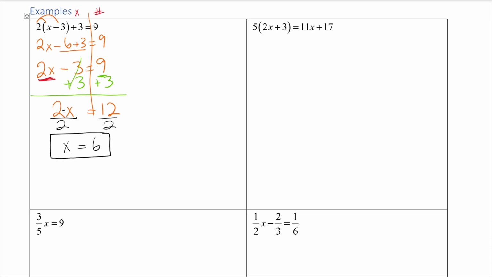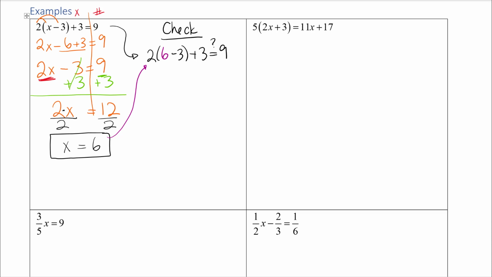That is my answer. Now I told you the last step is to check. I'm going to show you how to check, although it's optional. I'm not requiring you to do this, but I want you to know at least how to do it. What I do is I take the entire typeset problem, 2 times x minus 3 plus 3 is supposedly equal to 9, and I'm going to substitute in what I think x is. I think x is 6. I just solved, and I think that's what my answer is. I'm checking to make sure it works, so anytime I see x, I'm going to plug in a 6.